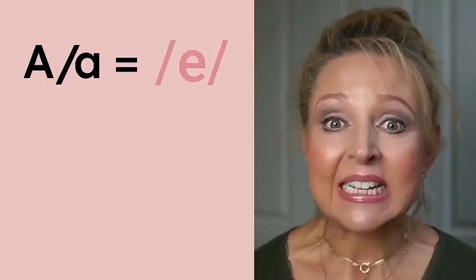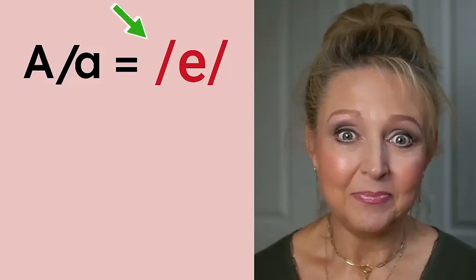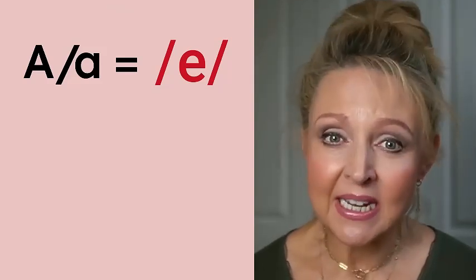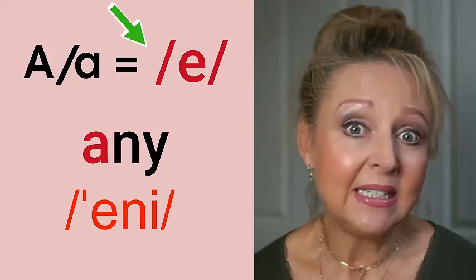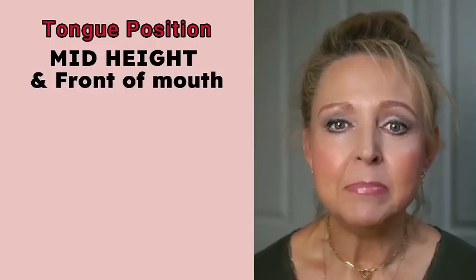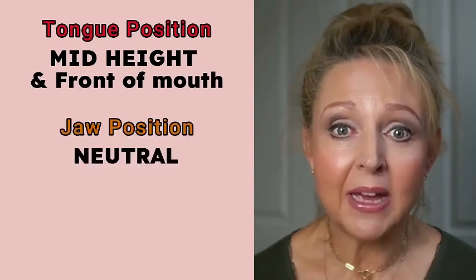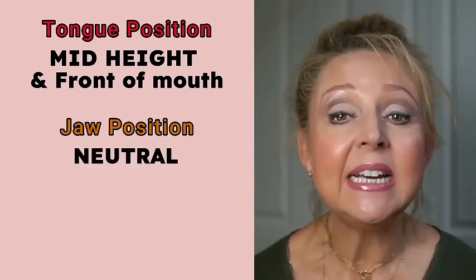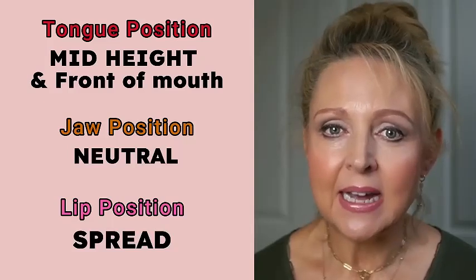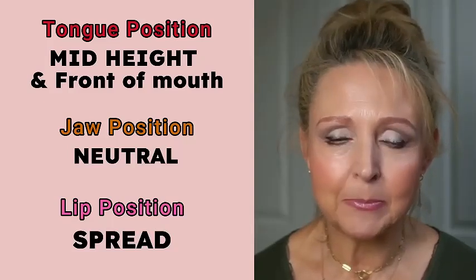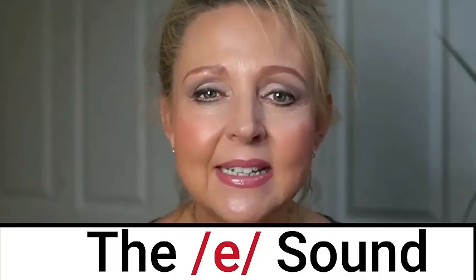Now for the next way that the letter A is pronounced. It's the E sound. Yep, it's not very common, but the letter A can be pronounced as E, as in any. So let's get the sound right. Tongue is at mid-height and at the front of your mouth, and your jaw should be fairly closed in a neutral position. Now spread your lips like this. E. Now you say it. E.